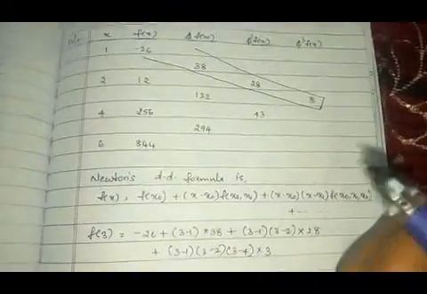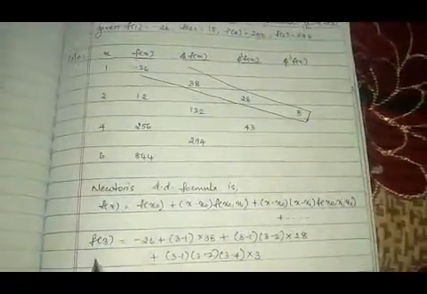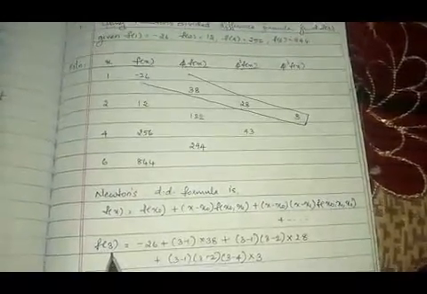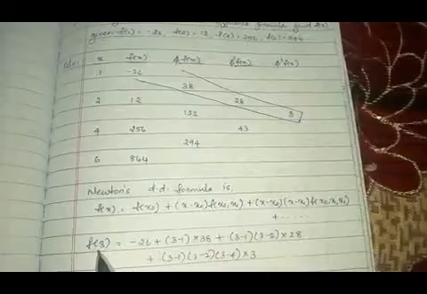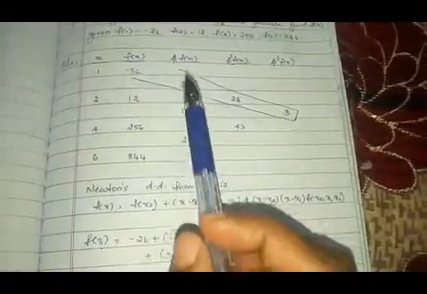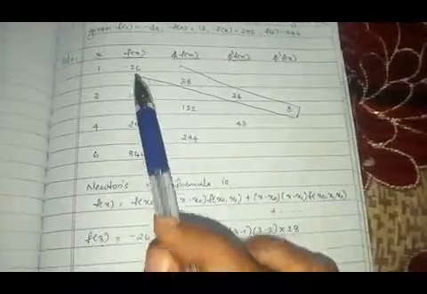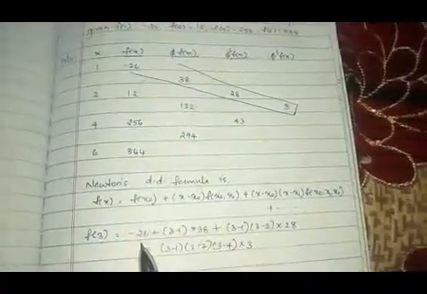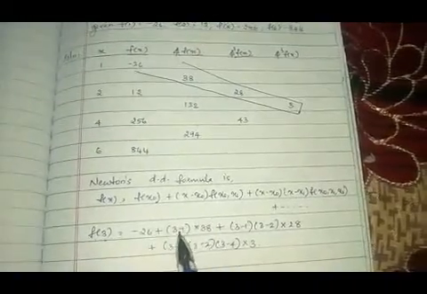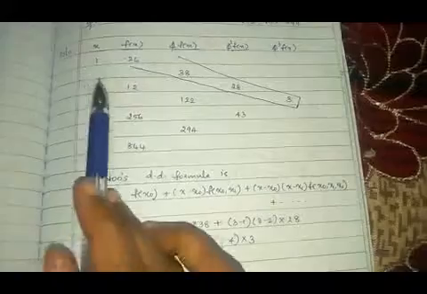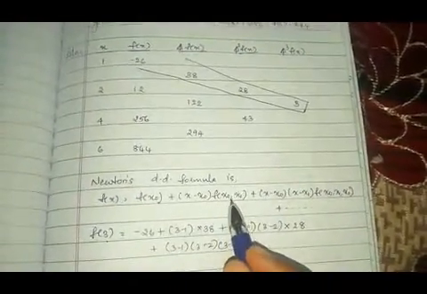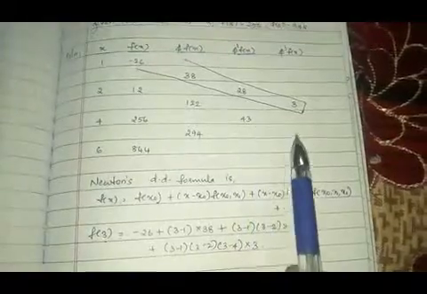So instead of f of x, we can now write f of 3, since the value of x is 3, for which we are going to find the y value. So f of 3 is equal to f of x0. What is f of x0? The first value of f of x, right? Which is minus 26. So substitute minus 26 here, plus x minus x0, that is 3 minus x0 which is 1, so 3 minus 1, into f of x0 x1, that is the first order divided difference, which is 38.